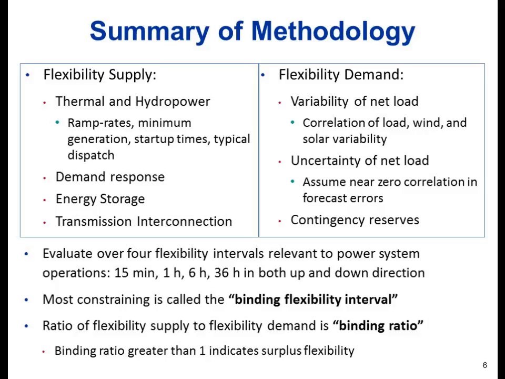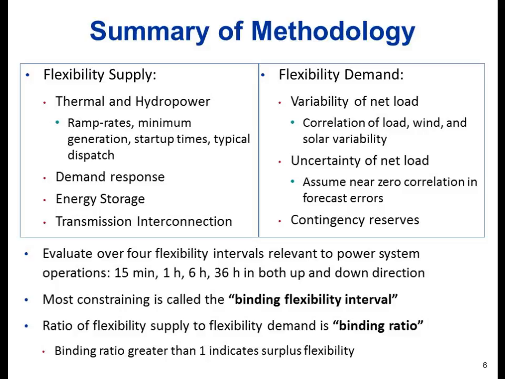To estimate the amount of flexibility that can be provided by thermal and hydro, we consider parameters like ramp rates, minimum generation levels, and startup times. Also following the IEA methodology, we consider the way that the plant will be typically dispatched when it's needed to provide flexibility. There's a lot more detail in the report, but in general the idea is to consider the starting point of the plant when it's needed. Will it be offline and required to start up, or will it be online somewhere between its minimum and maximum generation level?